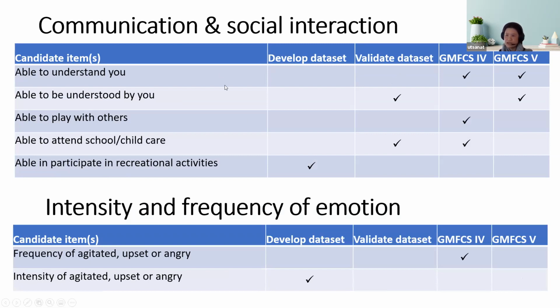The last 2 dimensions that I found are communication and social interaction, and intensity and frequency of emotion. For communication and social interaction, we found that being able to understand you correlates with being able to be understood by you. The other items are not correlated to any other items, and the intensity and frequency of emotion appears in the developed dataset and also GMFCS4. So that is all of my preliminary results so far. I'm sorry I cannot give you the final one.